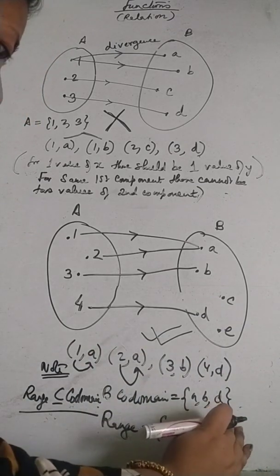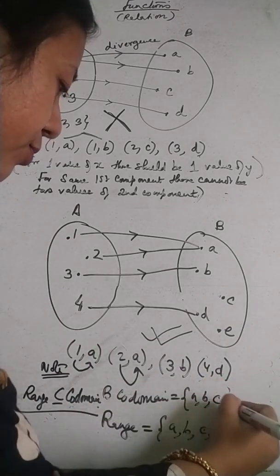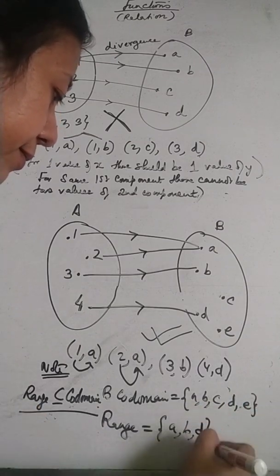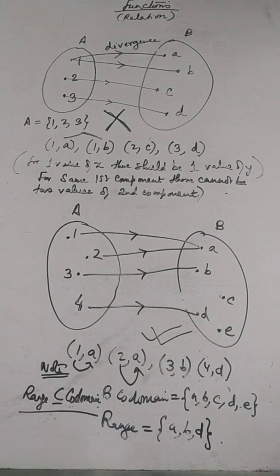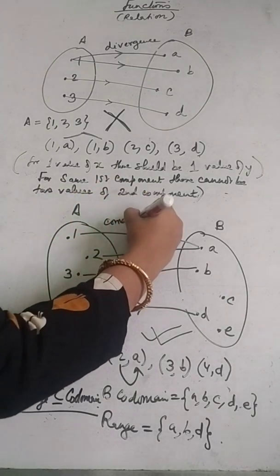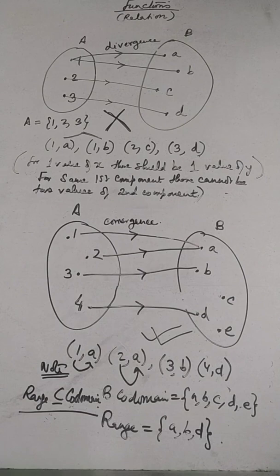A, B, C, D, E is your codomain, whereas the range is A, B and D. Sorry, okay. So therefore, you can see that this is a mapping because it is converging. Okay, so therefore if you come across convergence, then it is definitely a mapping of function. We'll do that in class 12 later on, more details. Okay, so please remember this.